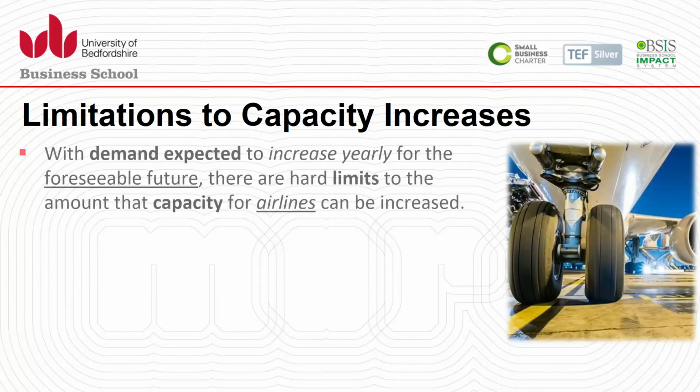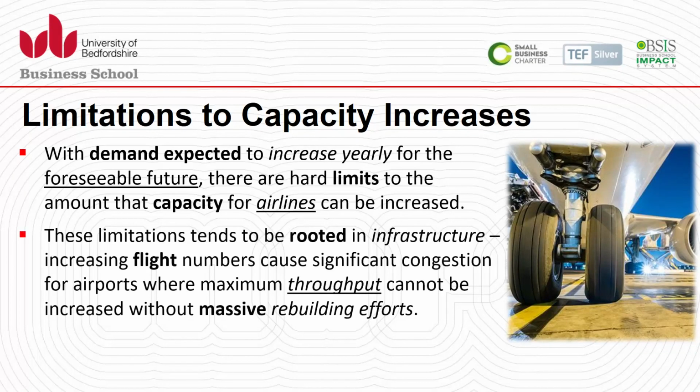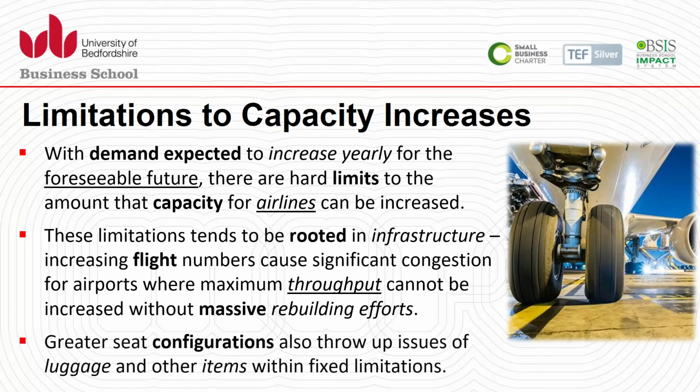There are limitations to capacity increases, with demand expected to increase yearly for the foreseeable future. There are hard limits to the amount that capacity for an airline can be increased, and these limitations tend to be rooted in infrastructure. Increasing flight numbers causes significant congestion for the airport, where the maximum throughput cannot be increased without massive rebuilding efforts. And greater seat configuration also throws up issues of luggage and other items with fixed limitations.